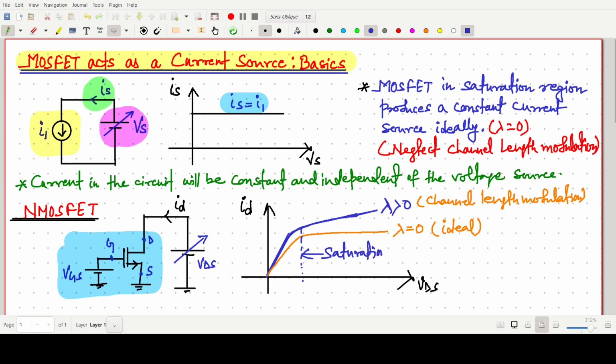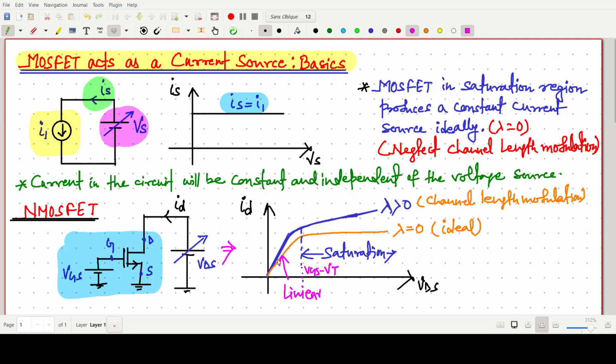So ideally, first we think about the ideal operation, and we can say that this side is our saturation region, and this side is our linear region, and this should be our VGS minus VT point. I'm not going to discuss the whole thing, but this diagram is very famous, and we have to know the ID versus VDS characteristics curve.